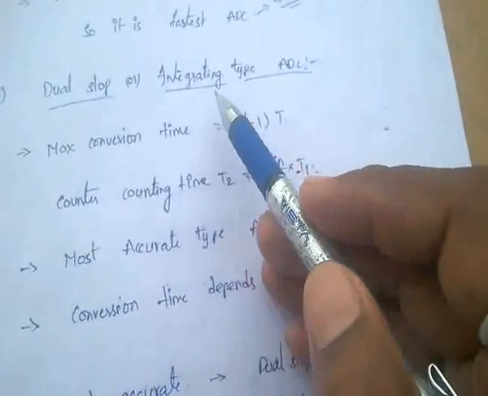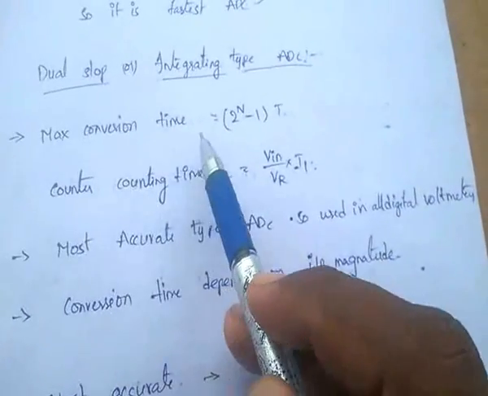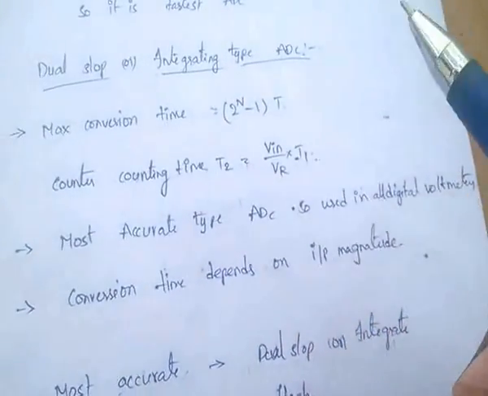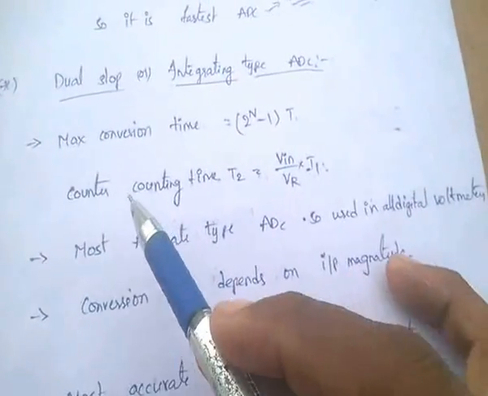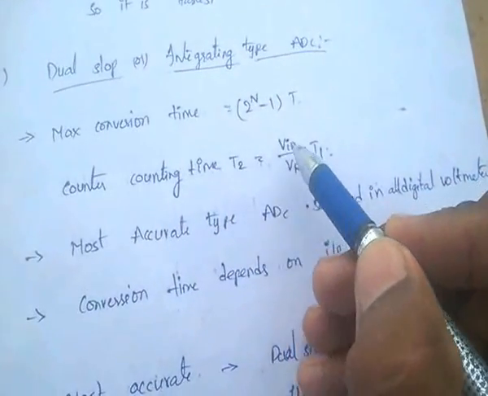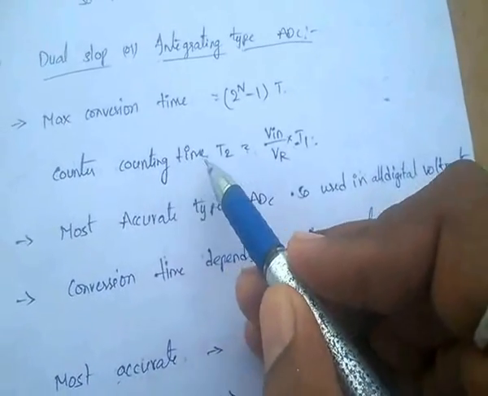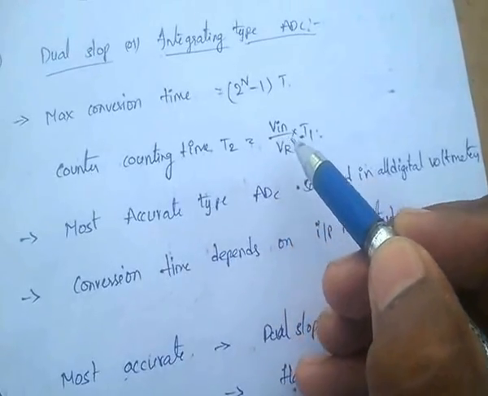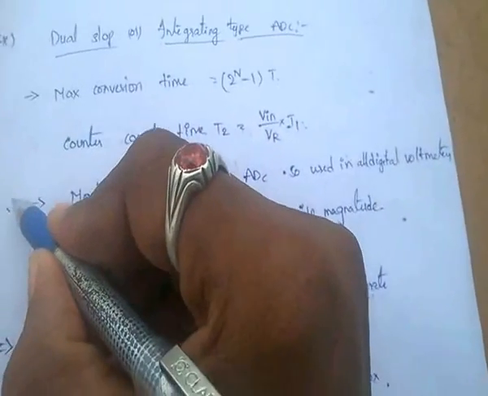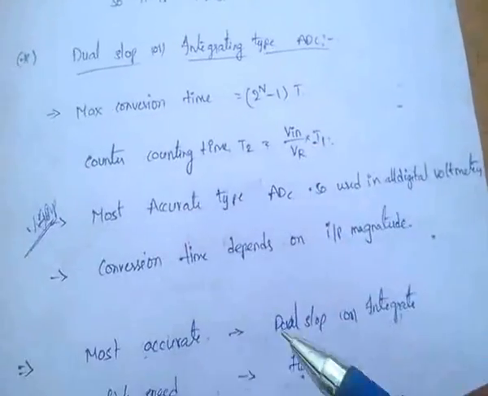Dual slope or integrating type ADC. For this, maximum conversion time is equal to 2 power n minus 1 into t seconds. Counter counting time T2 equals V input by VR into T1, very very important formula. It is the most accurate type ADC, very very important. Most accurate type ADC is nothing but dual slope or integrating type.